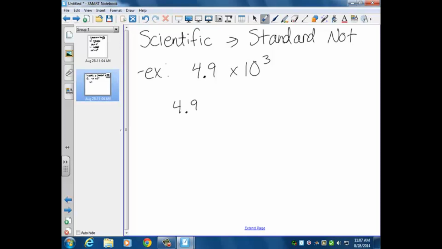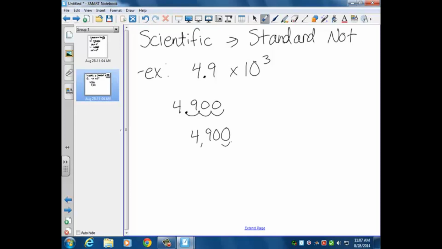I'm going to move my decimal place 3 times. If k is at 3 right now, I'm going to move it right to bring it down to 0, from 3 to 0. So 1, 2, 3. Now I'll have to fill in zeros in those spots. So my number is 4,900.